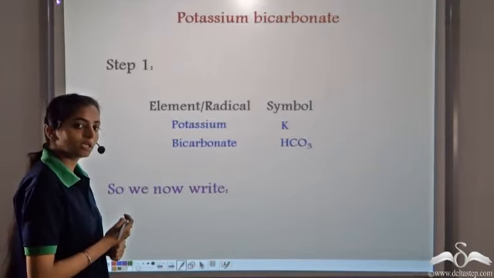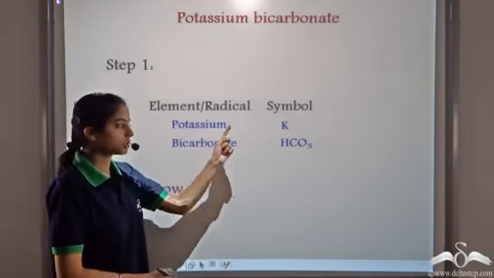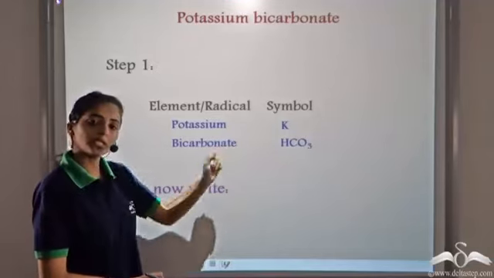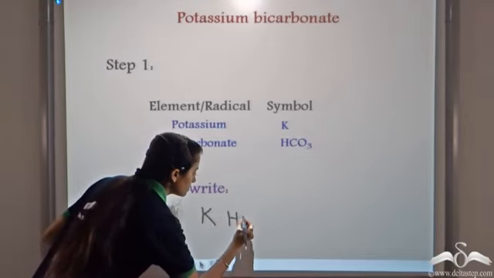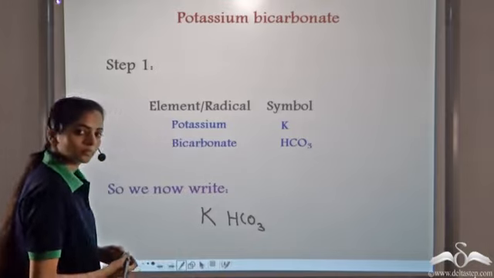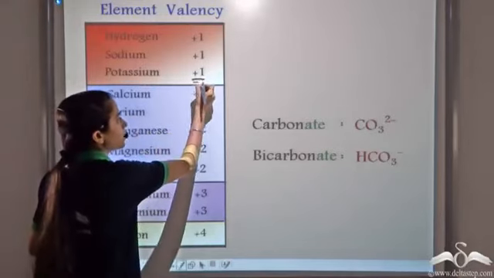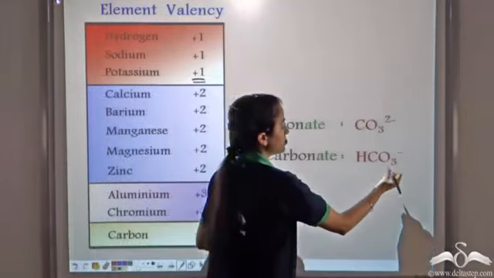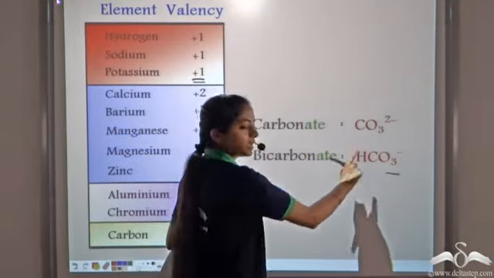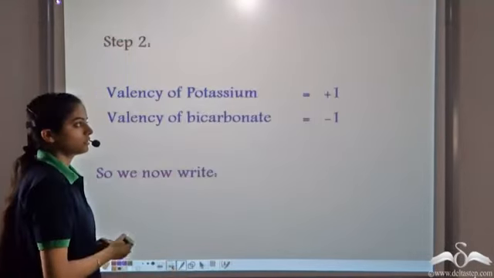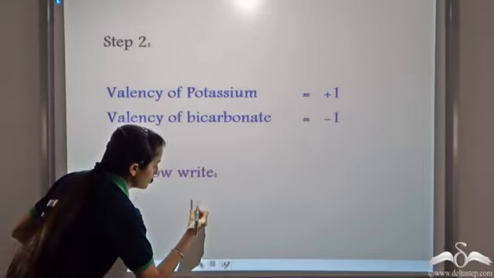So we have potassium bicarbonate. The first step is to write the symbols of the elements and radicals. The symbol of potassium is K, the symbol of bicarbonate is HCO3. So we write the two next to each other. Now we check their valencies. The valency of potassium is +1. The valency of bicarbonate is -1. When a number is not written, that means 1. So the valency of potassium is +1, the valency of bicarbonate is -1. So we write the valencies.